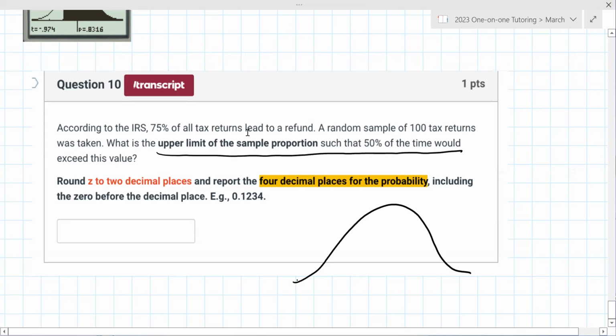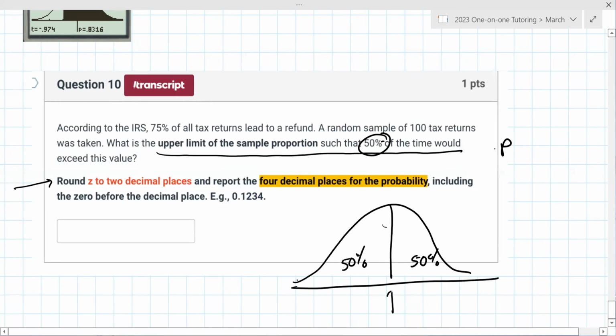I'm actually not sure now. 75% of all returns, random sample of 100 taken. So I believe it's just asking for the proportion in this problem. I don't know why it's asking for Z, because normally on your normal curve, 50% is above and 50% is below. So the proportion that's right in the middle there, in this case, is the 0.75. Oh, so that's the answer.